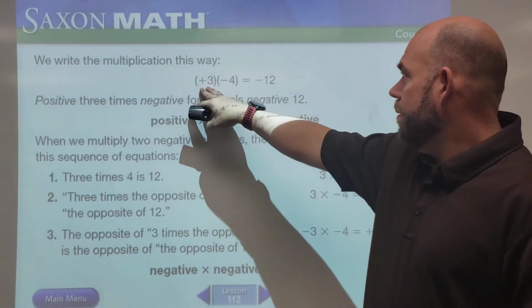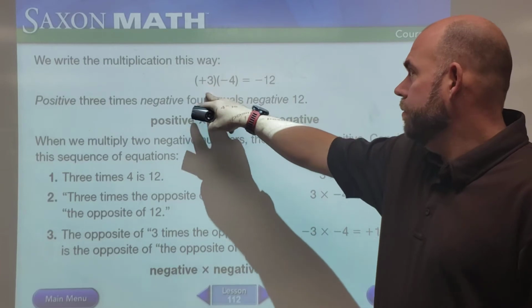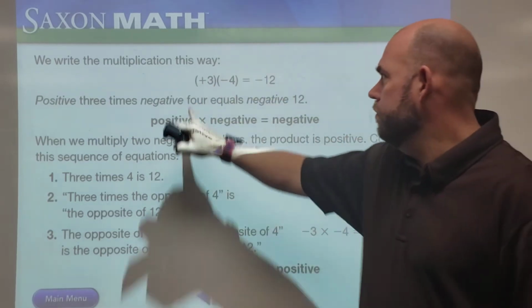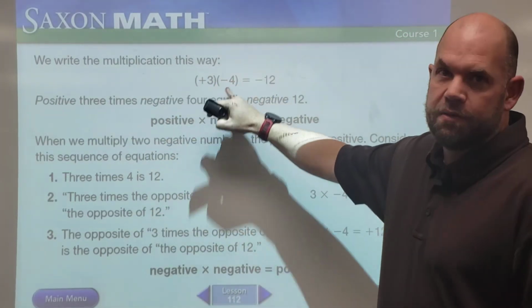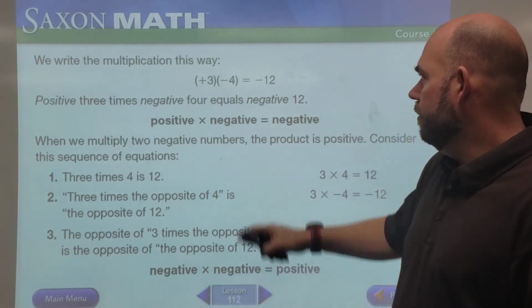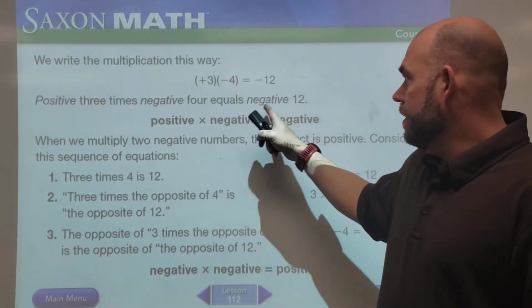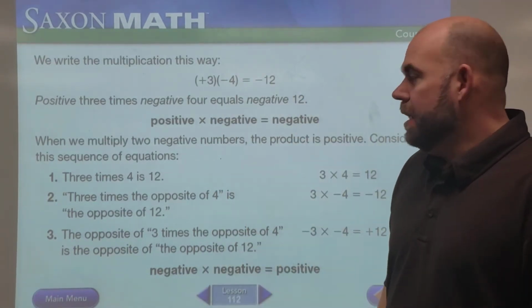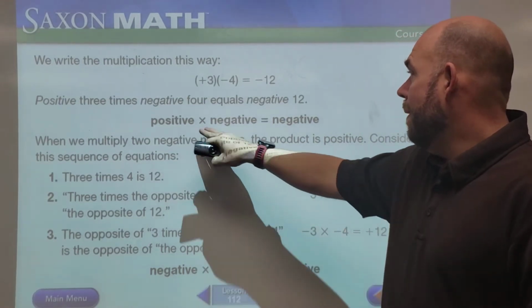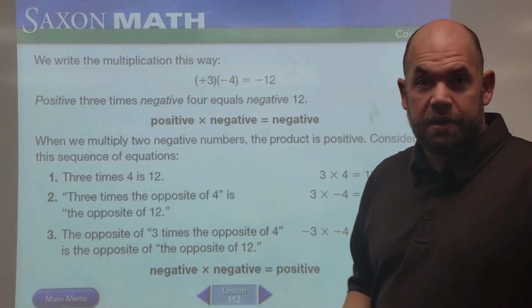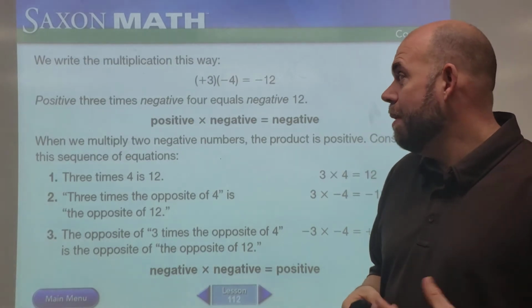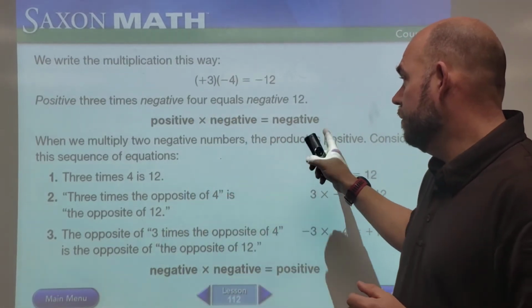We can write the problem this way: 3 times negative 4, and really we normally just do 3 times negative 4 equals negative 12. Positive 3 times negative 4 equals negative 12. Now here are some of the rules. A positive times a negative equals a negative, okay? You need to remember that. A positive times a negative equals a negative.